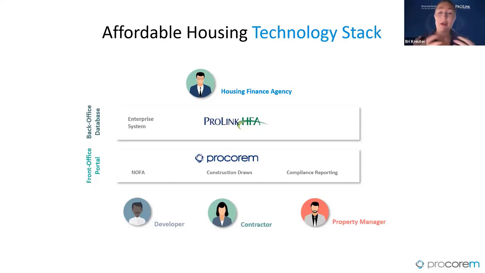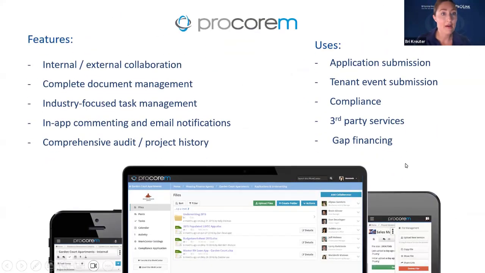As people come into a deal or leave, none of that history is lost in somebody else's email. It's all right there. So there's developers, contractors, property managers, all kinds of people who are logging in at different stages to work on Procorem. The agencies then have control measures to push and pull data into Procorem and populate their database to then do their reporting, asset management, and compliance. So that is how it works.